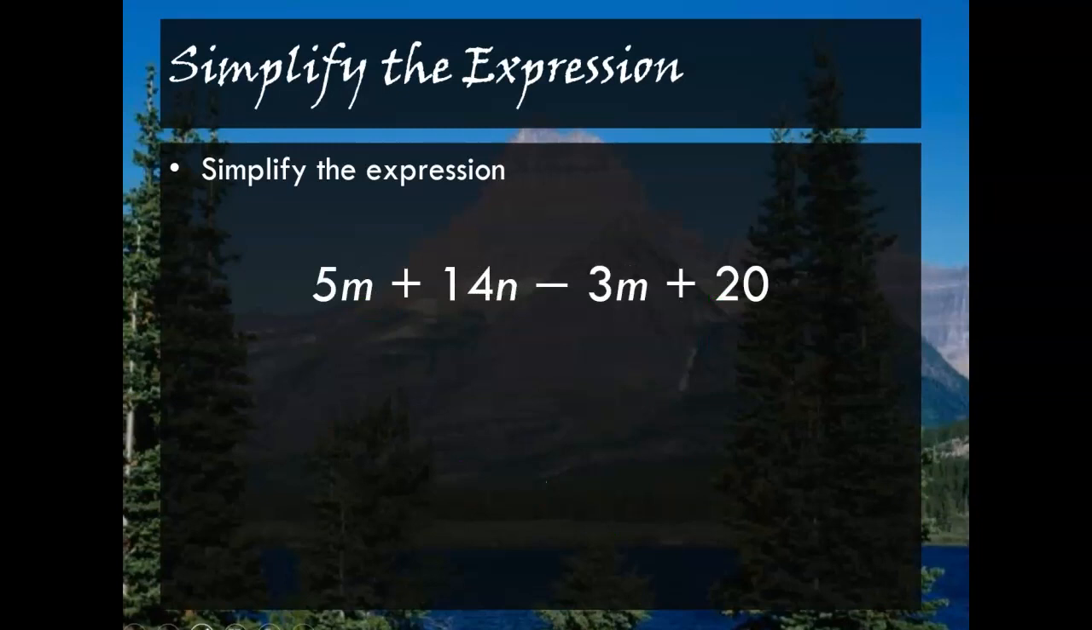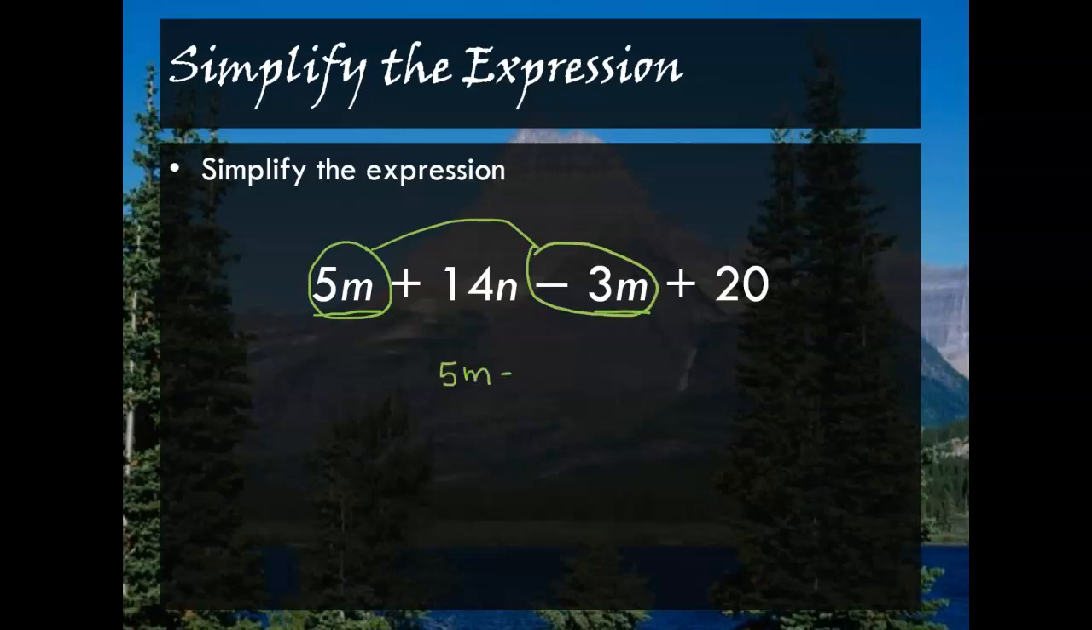To simplify this expression, we first must identify the like terms. The like terms are 5 times m and 3 times m. They are both multiplied by the same variable. To combine them, we will have 5m minus 3m. 5m minus 3m is 5 minus 3, which will leave us with 2m. Now that we've combined the like terms, we aren't able to simplify any further. Our final simplified expression will be 2m plus 14n plus 20.